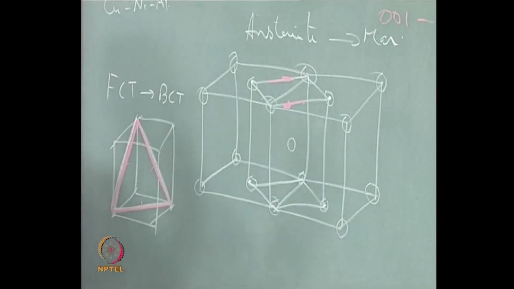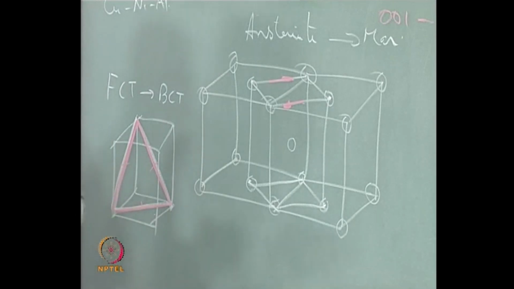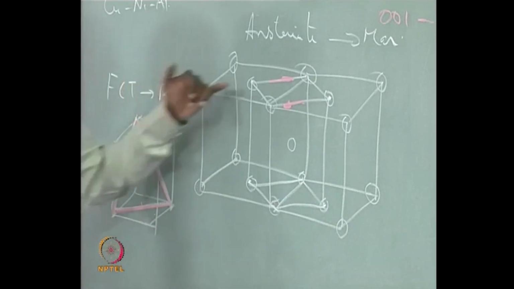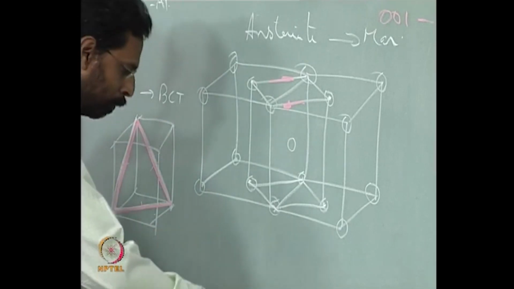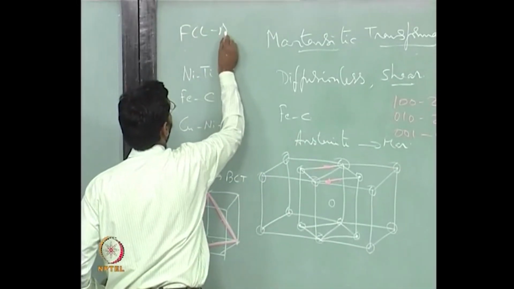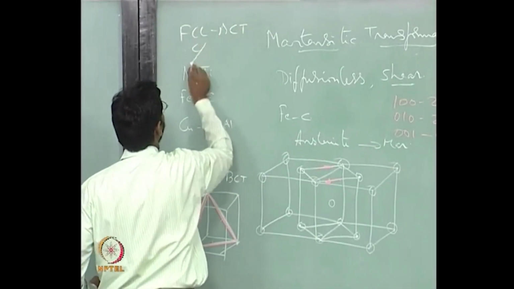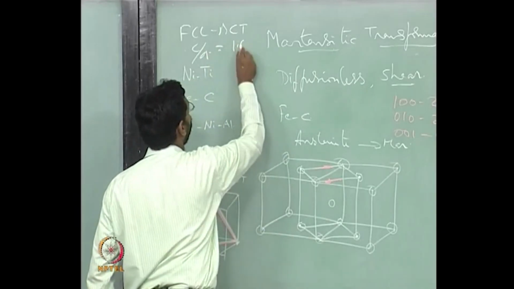If the shear had taken place on any other plane or in any other direction, you would possibly have got some other structure. But because it occurs in the closest-packed direction, where atoms are close packed, you would see that it becomes BCT. Once FCC becomes BCT, what is the C by A ratio? 1.414, perfect.